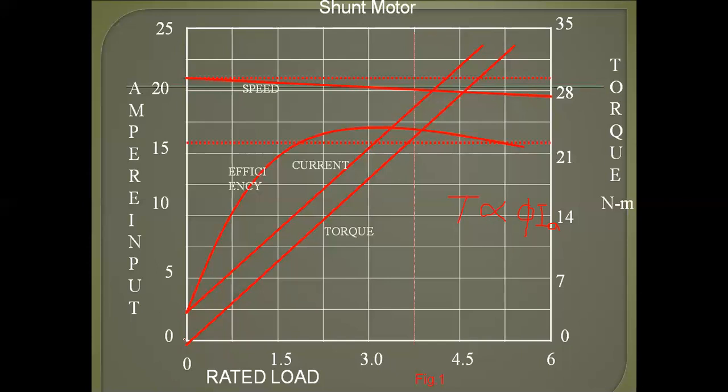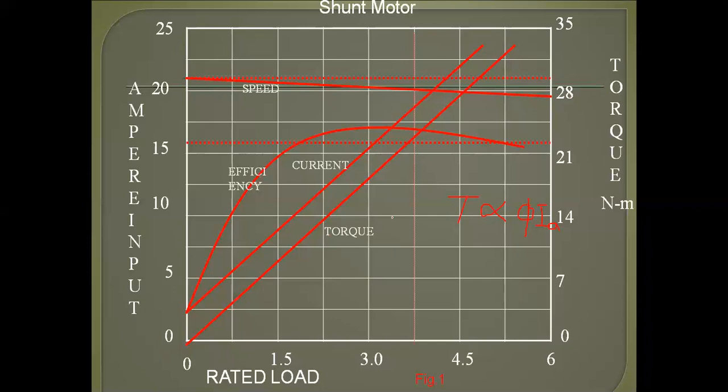But weakening of field due to armature reaction causes the torque line to droop slightly, and the iron and friction losses cause it to be slightly lower than the line representing electromagnetic developed torque. The torque is equal to 0.159 ZPΦIa/A Newton meters. This is about torque characteristics. Previously, I explained about the speed characteristics. Now I explained about the torque characteristics.